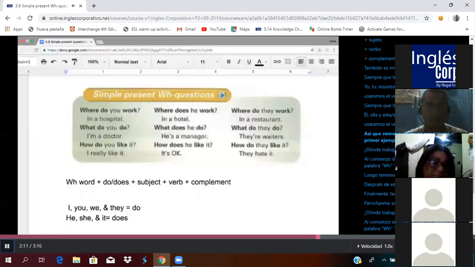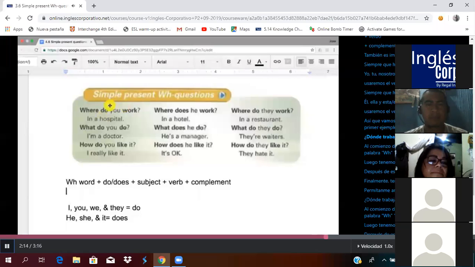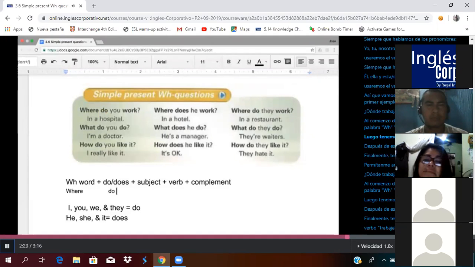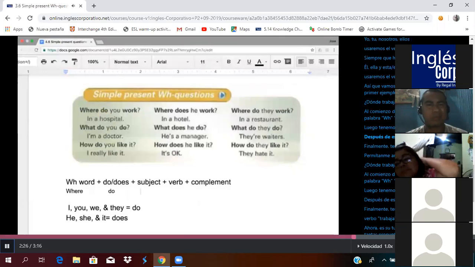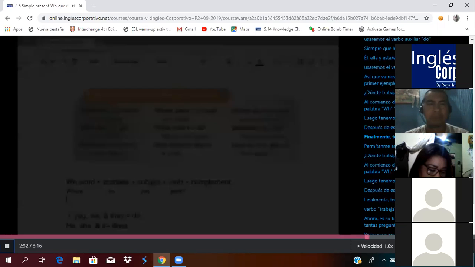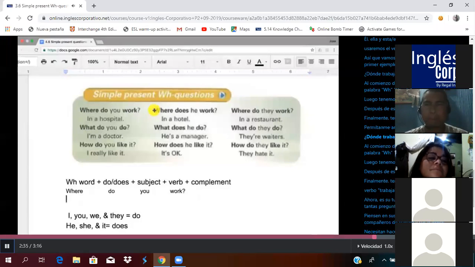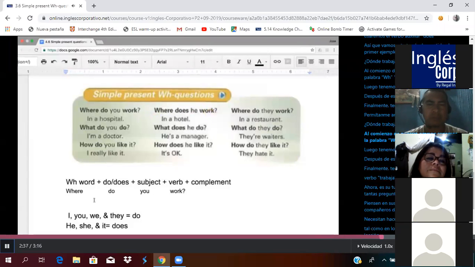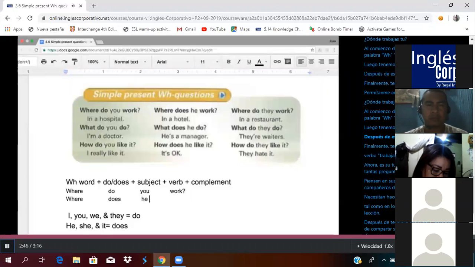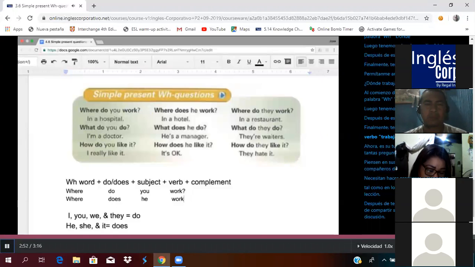So let's try to make sense of the first example on the chart. Where do you work? At the beginning of our sentence, we have the WH word where. Then we have the auxiliary verb do. After that, we have the subject. Finally, we have the verb work. Let's analyze one more example. Where does he work? At the beginning of our sentence, we have the WH word where. Then we have the auxiliary verb does. After that, we have the subject, he. Finally, we have the verb work.